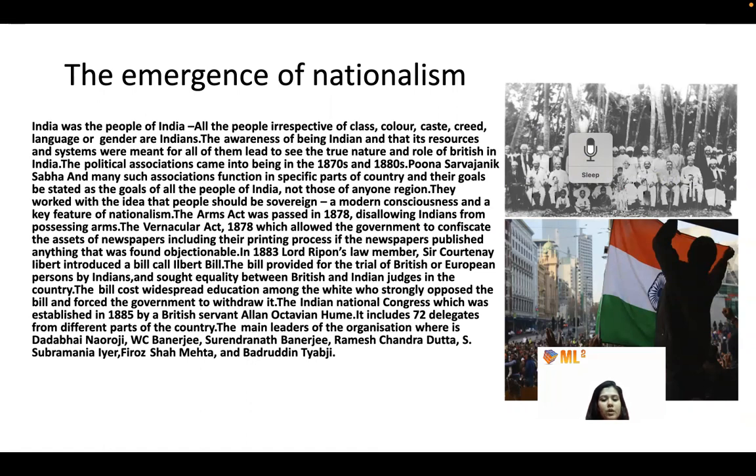In 1883, Lord Ripon's law member, Sir Courtenay Ilbert, introduced a bill called the Ilbert Bill. The bill provided for the trial of British or European persons by Indians and sought equality between British and Indian judges in the country. The bill caused widespread agitation among the whites, who strongly opposed it and forced the government to withdraw it.